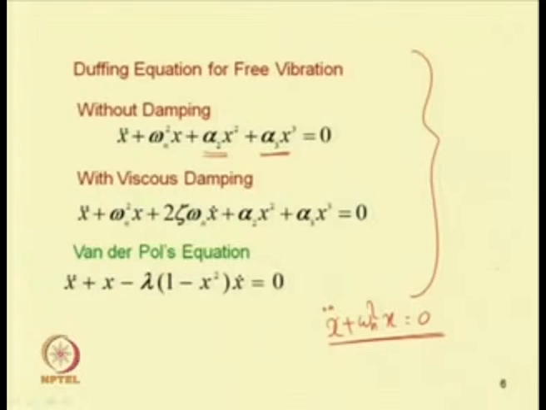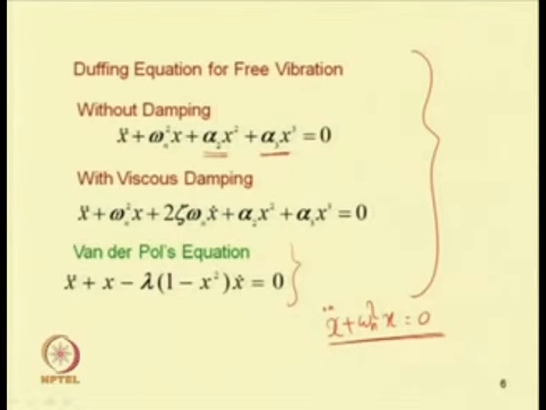In case of viscous damping, we can write this damping equation in this form, that is x double dot plus omega n square x plus 2 zeta omega n x dot plus alpha 2 x square plus alpha 3 x cube equal to 0. Also, the van der Pol equation can be written in this form, that is x double dot plus x minus lambda into 1 minus x square into x dot equal to 0.